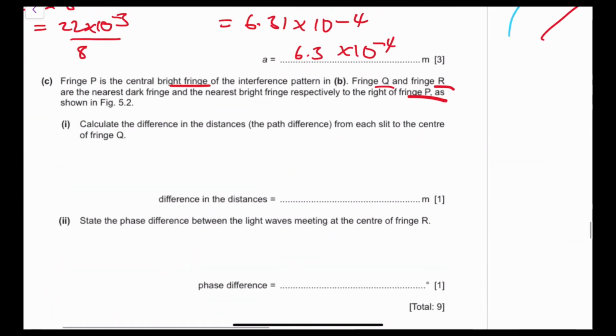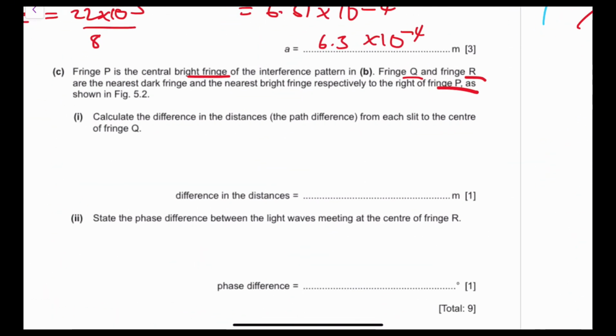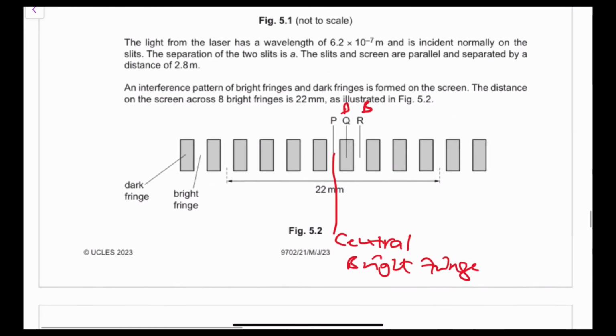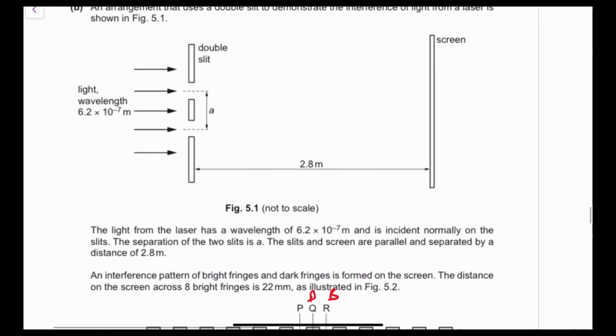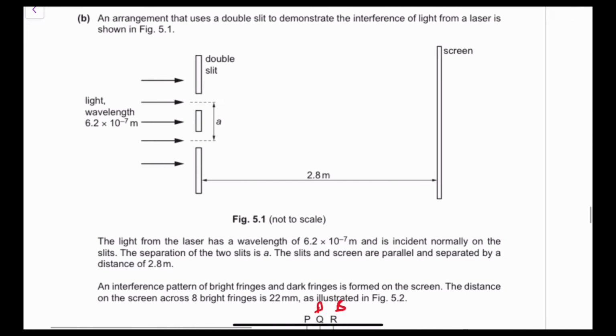So we've been asked to find the path difference from each slit to the center of fringe Q. So what does path difference mean? Well, path difference basically means, if I have a central bright fringe here, let's assume this, let's do it on this diagram.